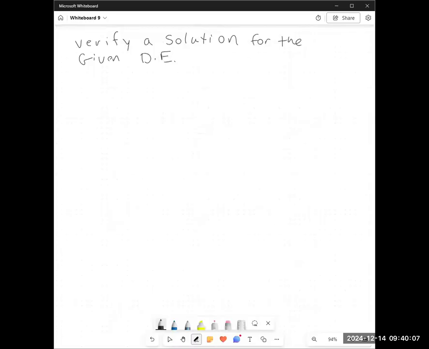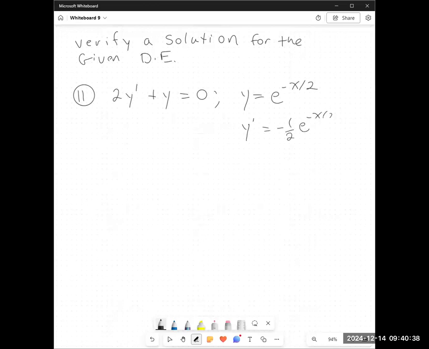In this video, we're going to do some examples of verifying the solution for a given differential equation. I'm going to start with this problem here. And the given solution, y equals e to the negative x over 2, is going to be one that we're going to verify. We're going to find all appropriate derivatives for this solution. It's going to be negative 1/2 e to the negative x over 2. And then we're going to make those substitutions.